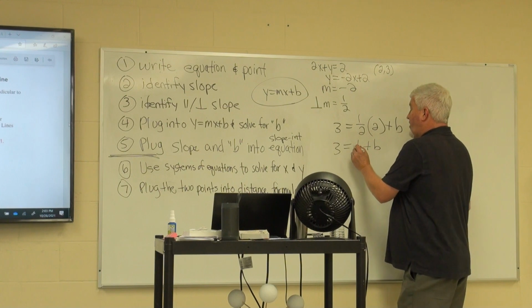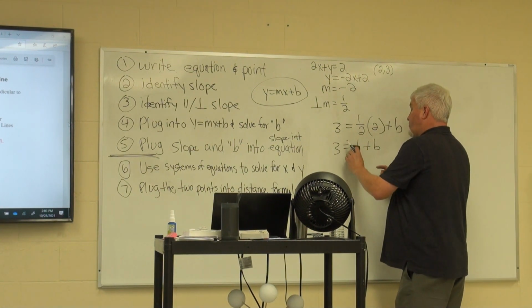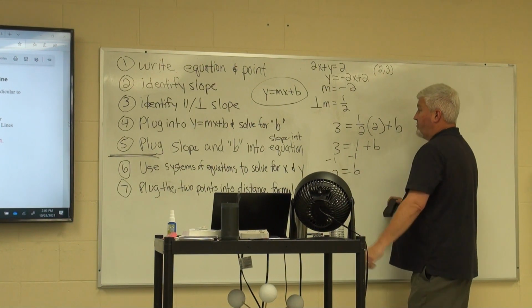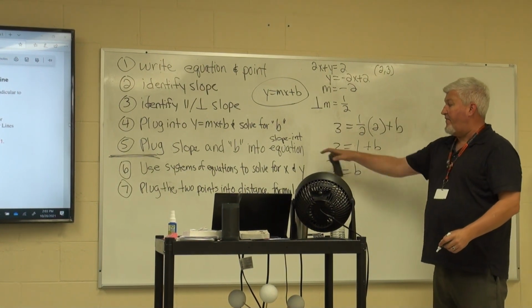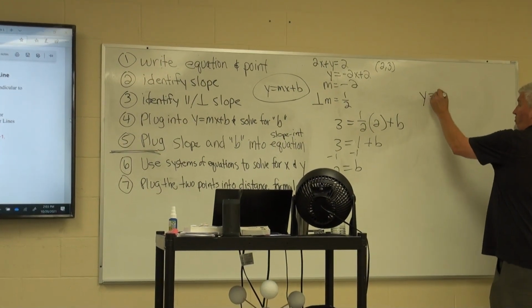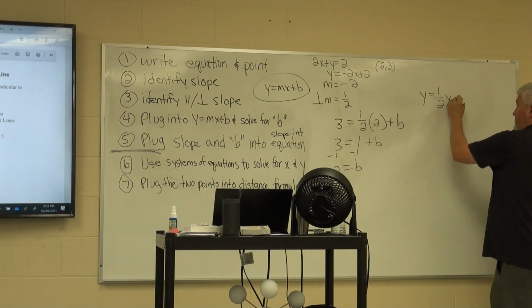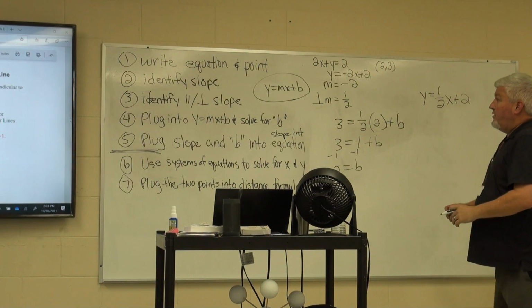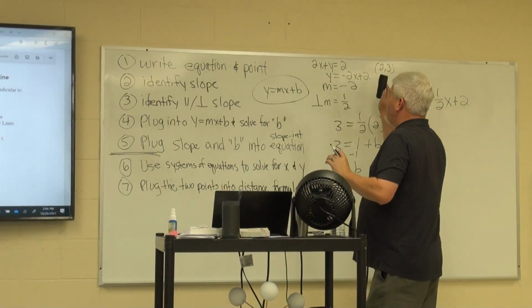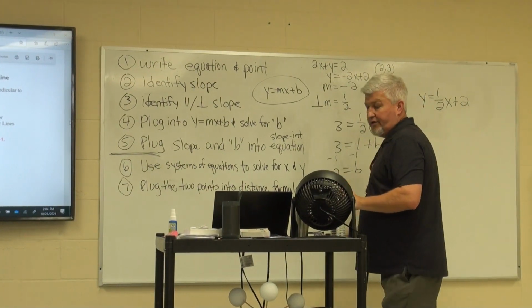All right, we subtract 1. Sorry, we subtract 1 from both sides. 2 equals b. Last step, step 5, plugging back into the slope-intercept equation. y equals 1/2 x plus 2. So I now have the equation for the line perpendicular to this line that passes through point (2, 3).